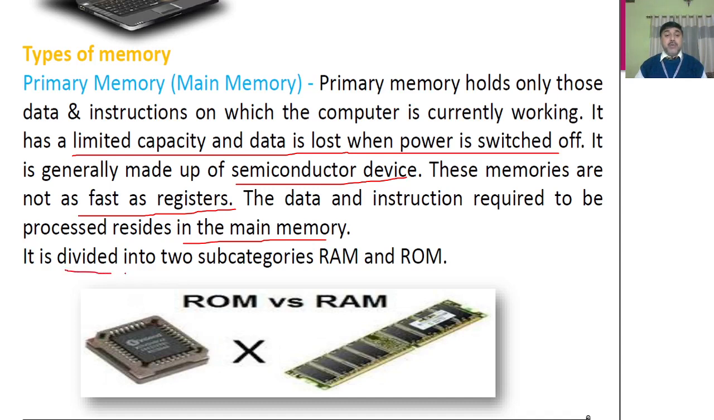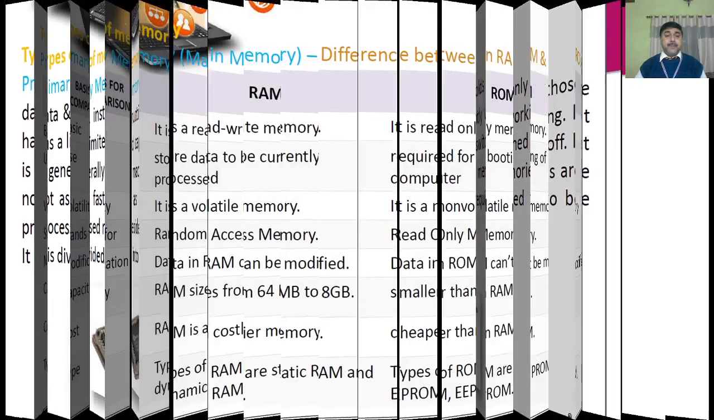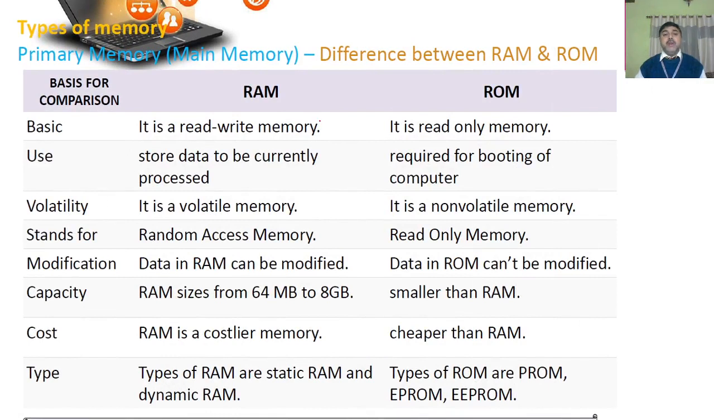Now this main memory is divided into two parts: one is RAM, one is ROM. This is a ROM and this is a RAM. How do they work? What are they? Let us compare them and find out how RAM and ROM work. RAM full form you all know, ROM full form also you all know. RAM means random access memory and ROM means read-only memory.